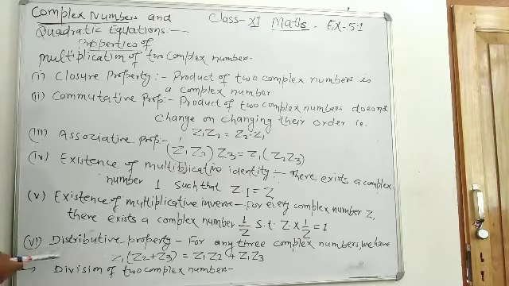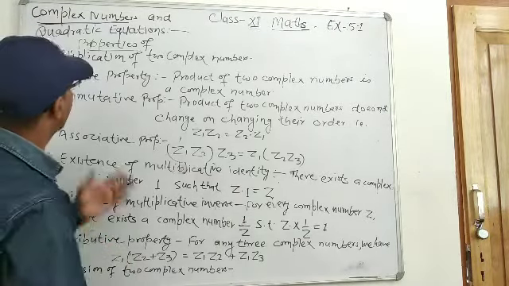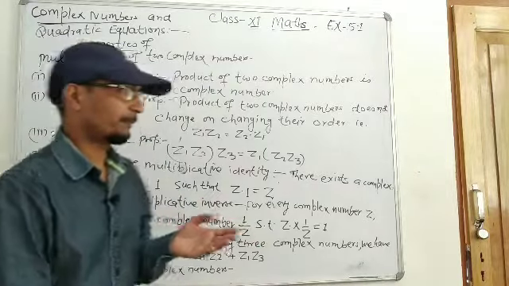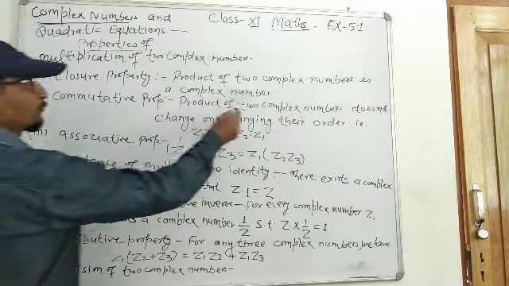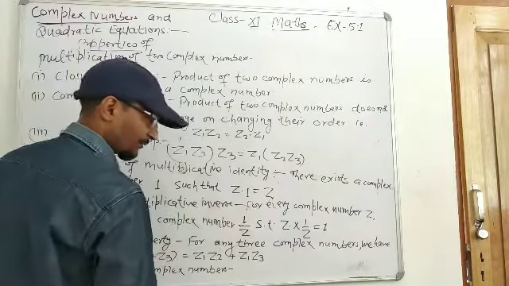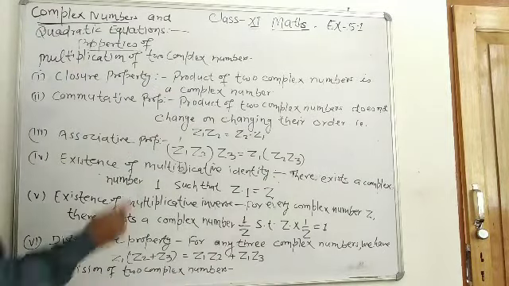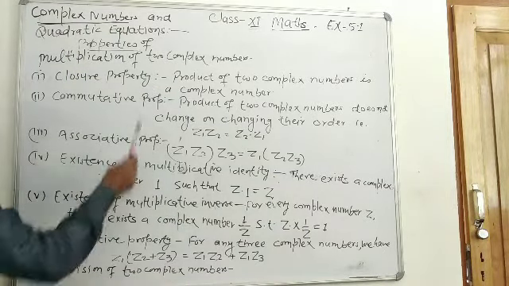What is closure? Friends, in the addition closure property, addition of two complex numbers is always a complex number. Like the same here, the product of two complex numbers is a complex number. What is the product of two complex numbers? It is a complex number. Number two is commutative.